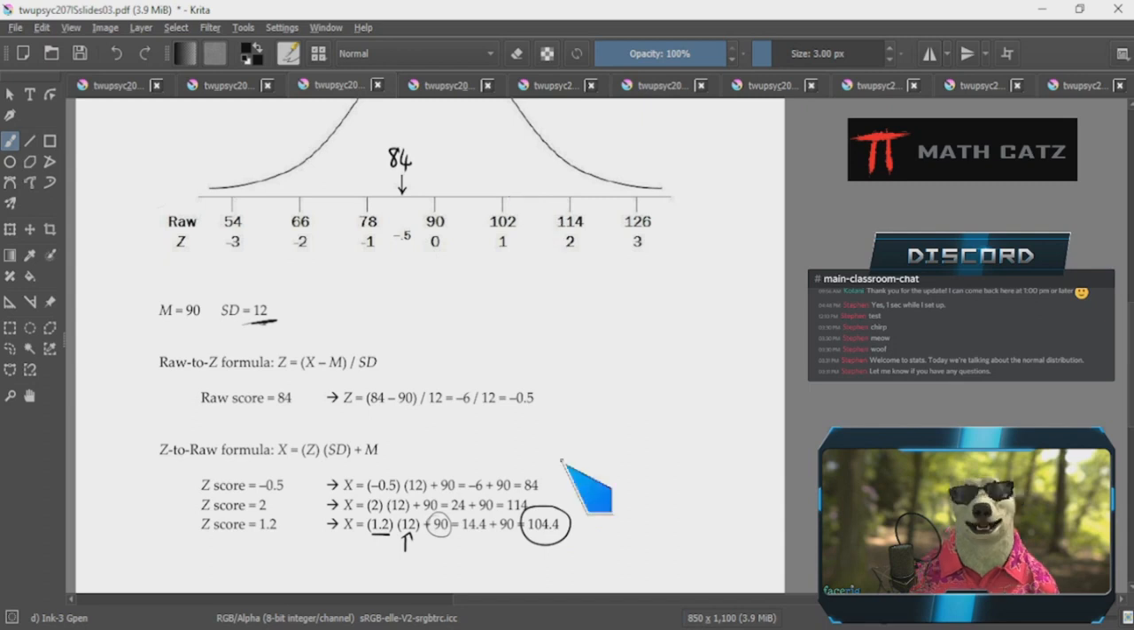All right, so hopefully that gives you a taste of how we're going to look at things using the normal distribution, like that.